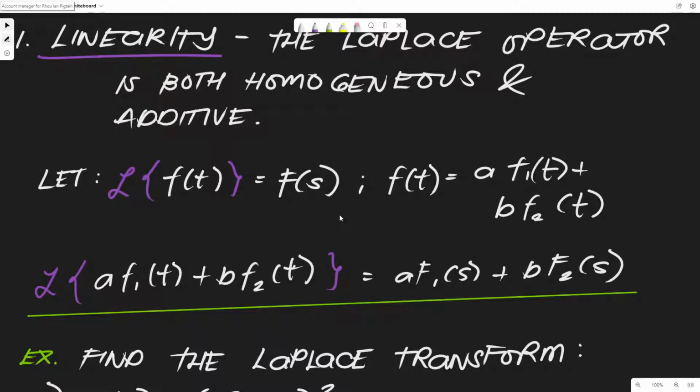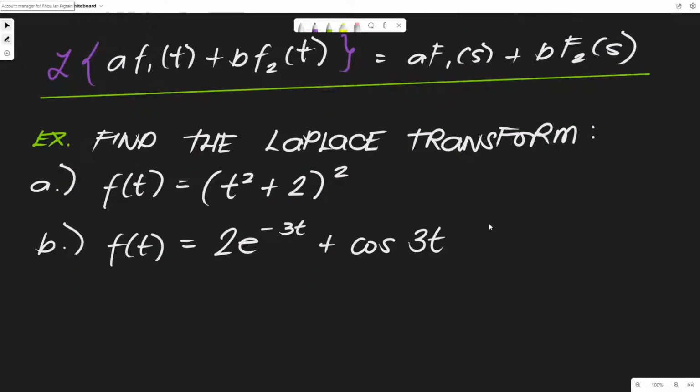However, f of t is a function with two components, a multiplied to f1 of t, tsaka b multiplied to f2 of t. Sabi dito, it is homogeneous and additive. So pag sinubstitute natin ito with the value of f of t, it will give us the Laplace transform of a f1 of t plus b f2 of t, which is equal to a F1 of s plus b F2 of s. So yun yung tinutukoy lang nung linearity property. Medyo straightforward lang naman to, wala namang kakaiba dyan.